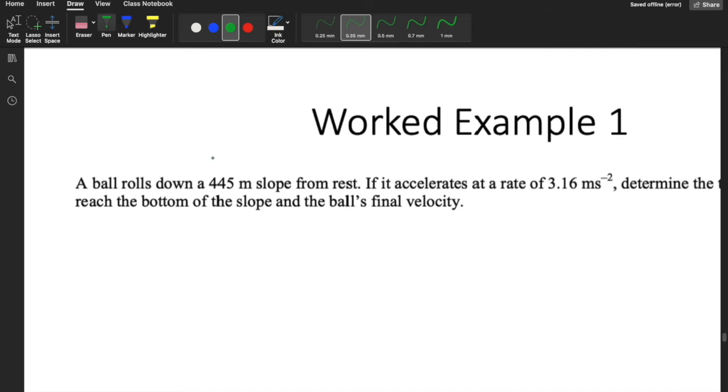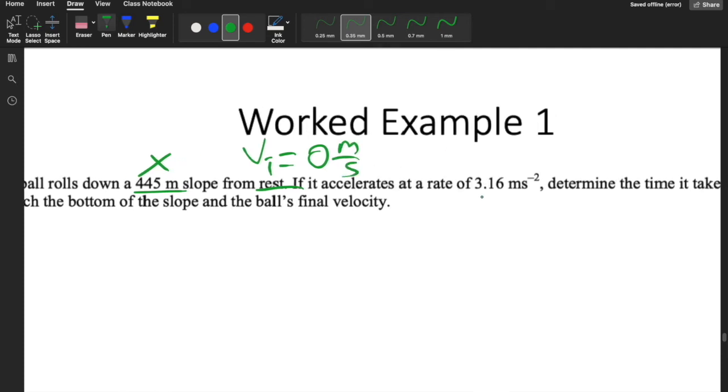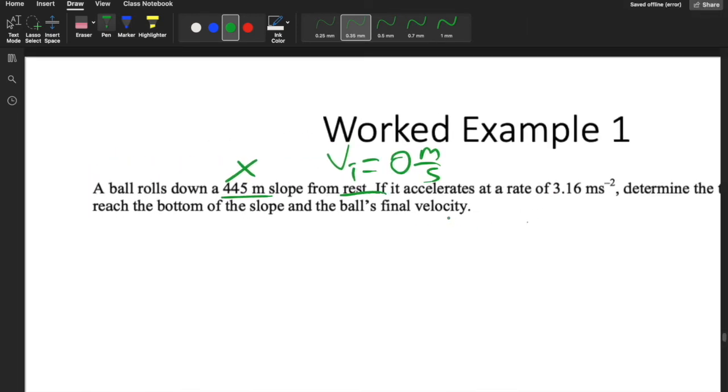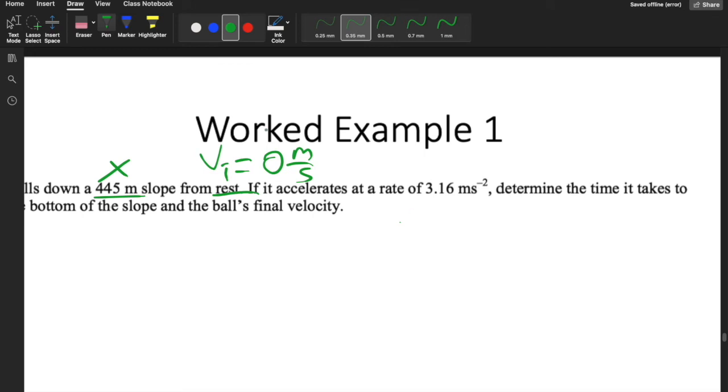A ball rolls down 445 meters from rest. So here, this is a displacement, and from rest means the initial velocity is equal to 0 meters per second. It accelerates at a rate of 3.16 meters per second squared. Determine the time it takes to reach the bottom and the ball's final velocity. So here is the acceleration.